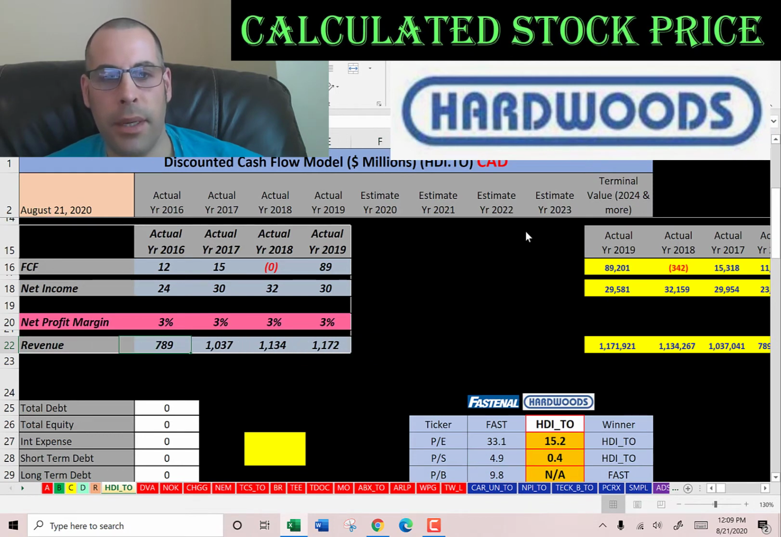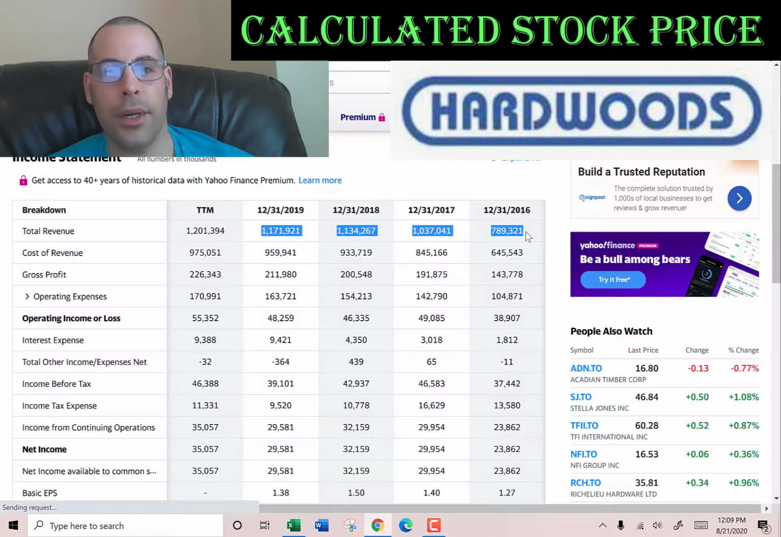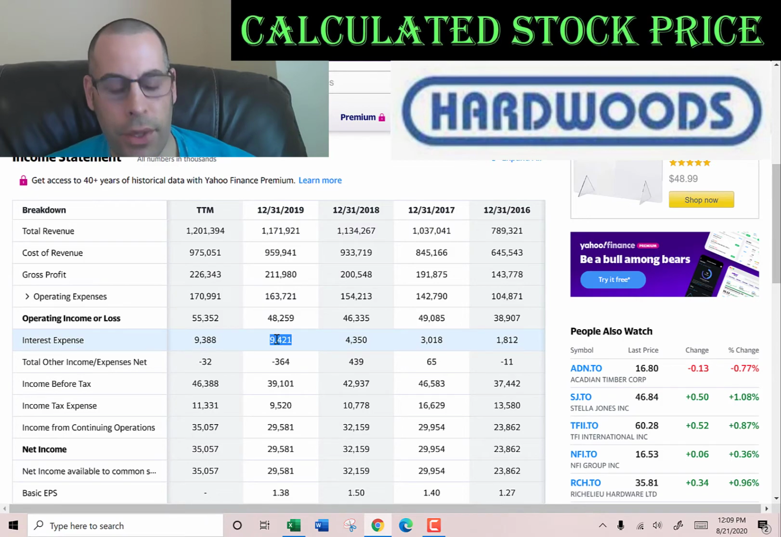And their sales have been increasing nicely each year, which is good. And their net income and free cash flow looks pretty consistent. They had one negative free cash flow year, but everything else looks good. Let's look at a capital structure. They pay $9 million of interest on their debt.